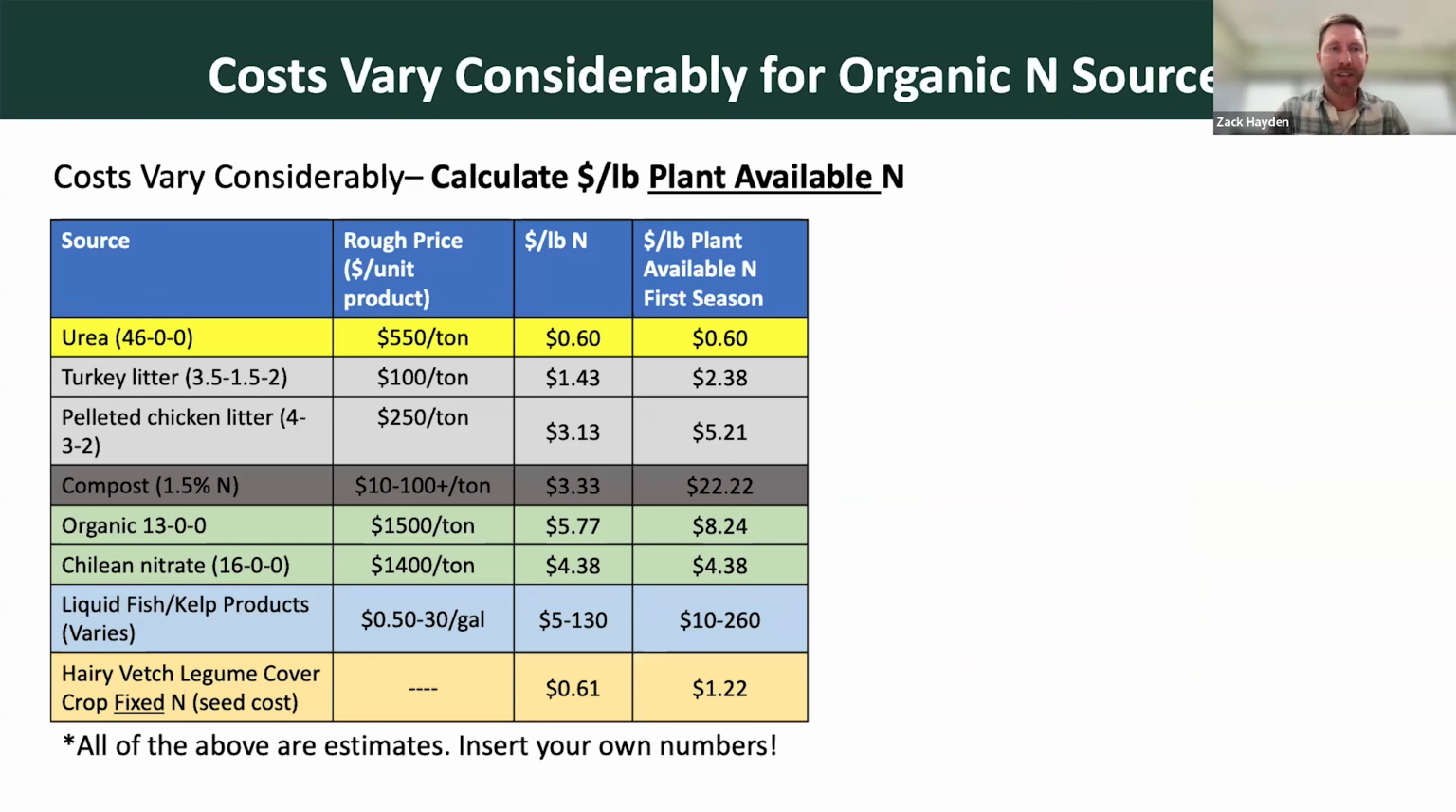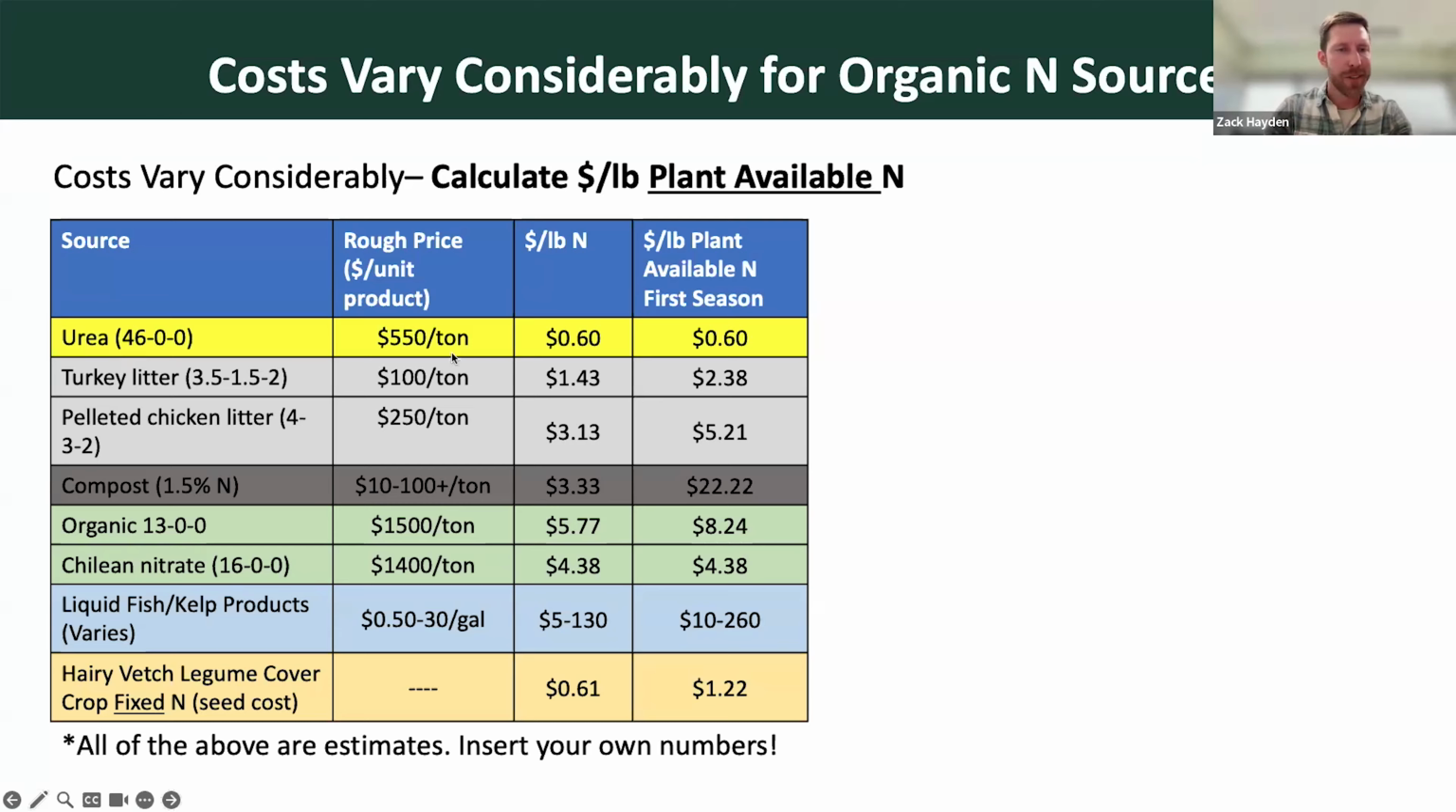And the other thing is that it's hard to know what you're really spending or compare different organic fertility sources if you don't look at not just dollars per pound of nitrogen in the product, but dollars per pound of that plant available nitrogen in the first season. So taking into account that percent availability. And then you'll start to see where you get some wide differences. So just for comparison, and I want to point out, none of these numbers are current.